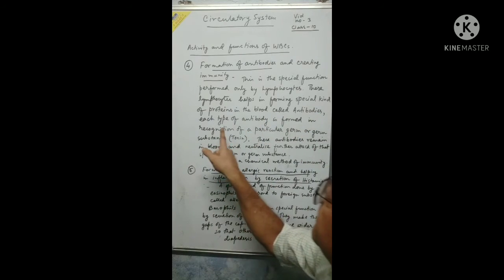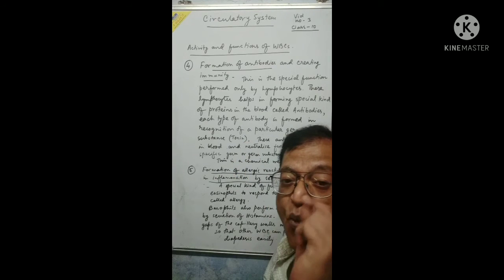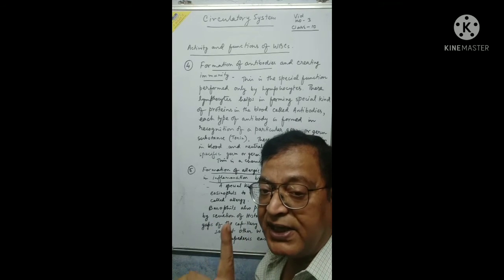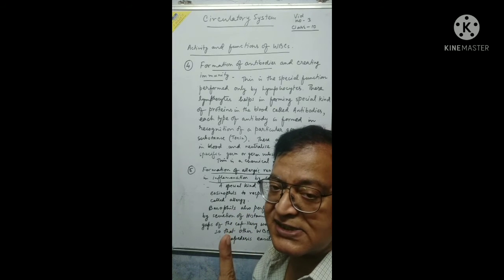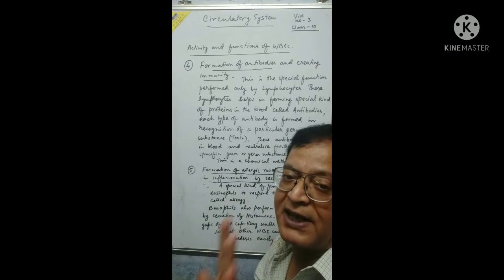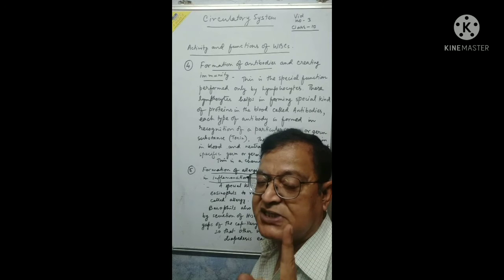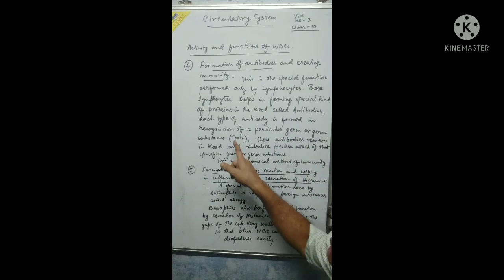And each type of antibody is formed in recognition of a particular germ or germ substance. Means one particular antibody, a particular kind of protein, will be forming in recognition of one particular kind of germ or germ substance, and that will be kept in the blood, and that will be effective for that particular germ substances or germs, not the others. This is the speciality of it. So this is the thing that is pointed out. Recognition of a particular germ or germ substance, toxin.